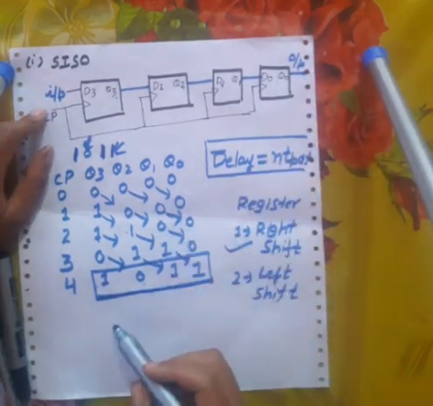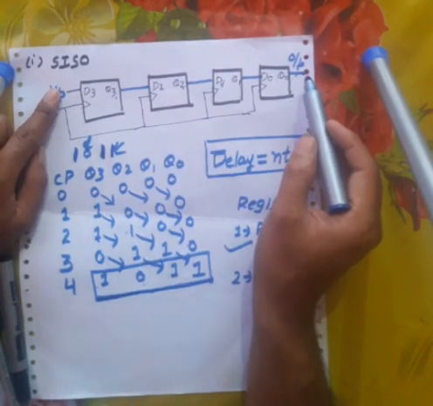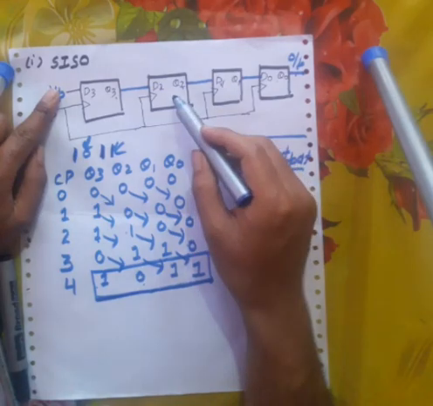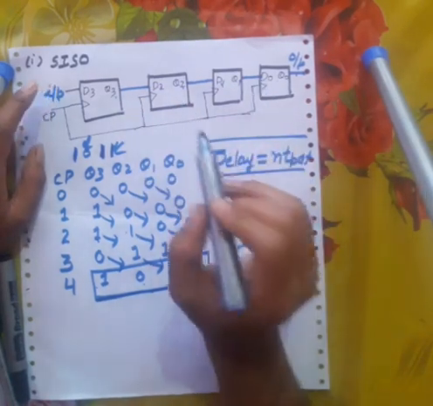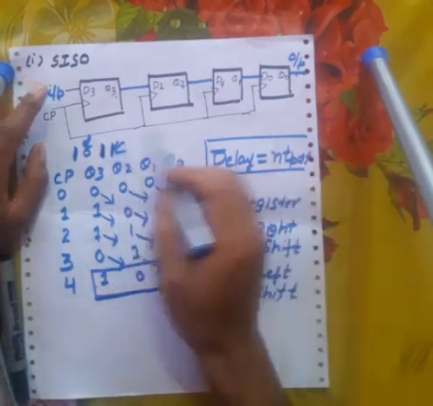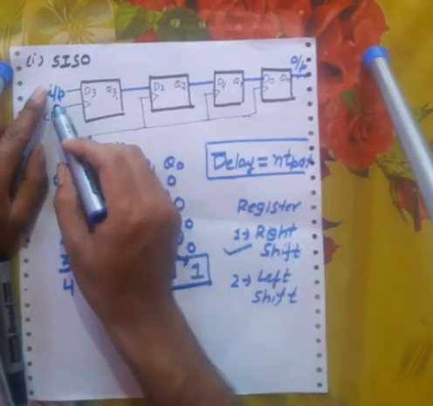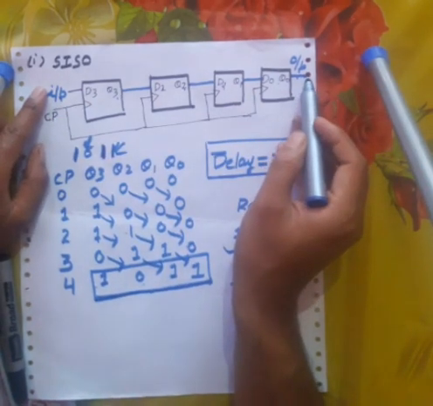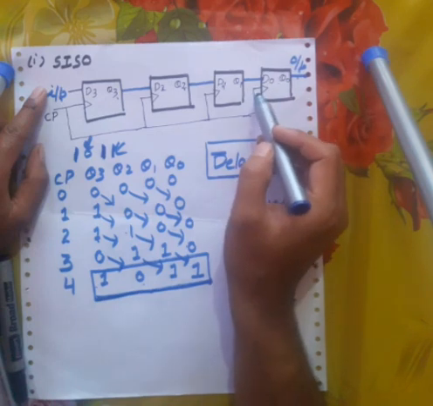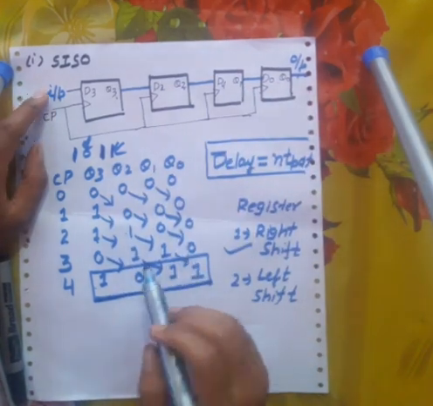In a left shift register, what will you do? You give input here and take output here. And you connect the output of this to the input of this, the output of this to the input of this, and the output of this to the input of this. This is the basic difference between a left shift register and a right shift register. In a right shift register you give input here and take output from here. And you have to remember, the output of the current flip-flop is given to the input of the next flip-flop. Similarly, you can verify for the left shift register.